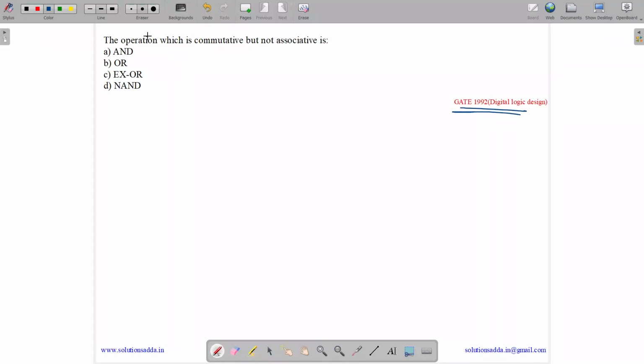So the question states, the operation which is commutative but not associative is AND, OR, XOR and NAND. Suppose we have an operation like star, then it is commutative if A star B equals B star A, and it is associative if (A star B) star C equals A star (B star C).